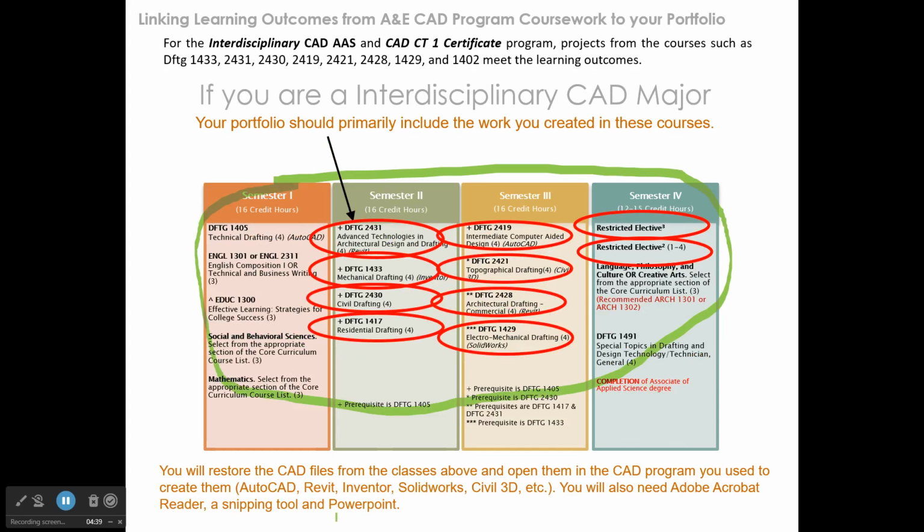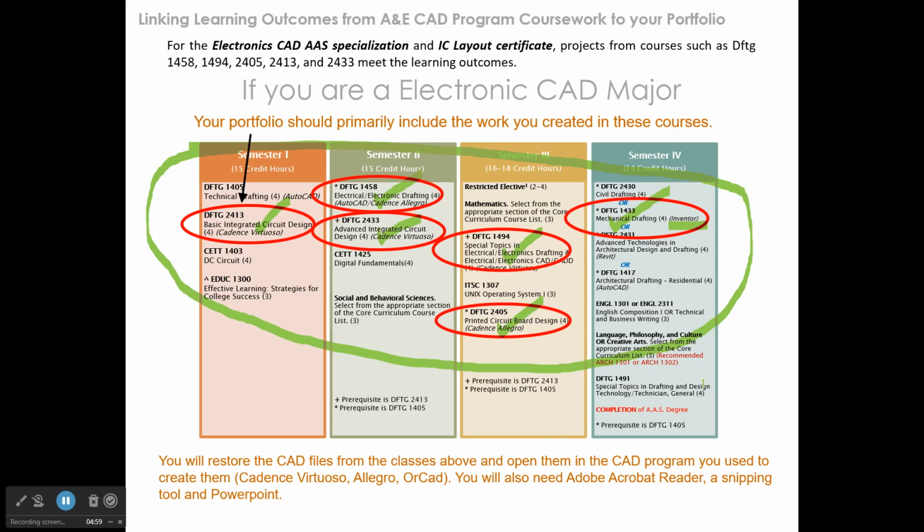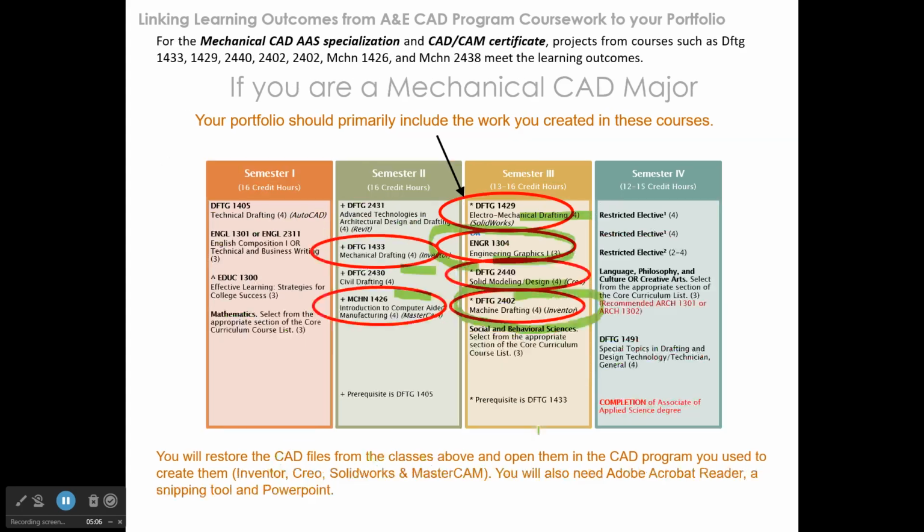In every case, though, you'll need to have the CAD software loaded on your computer that enables you to open the work from all of these courses. For interdisciplinary students, that may mean AutoCAD, Revit, Inventor, SolidWorks, Civil 3D. If we back up and look at the electronics courses, you may need Cadence Virtuoso, Cadence Allegro, and or CAD. For mechanical majors, you may need Inventor, Creo, SolidWorks, and Mastercam.